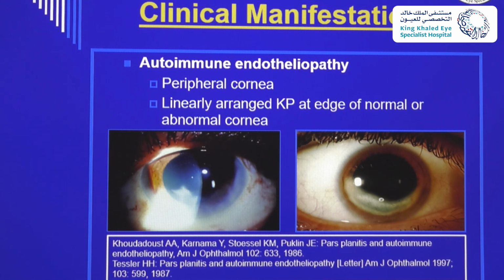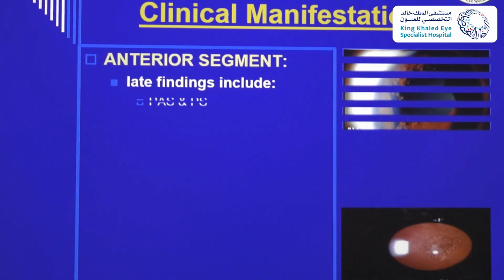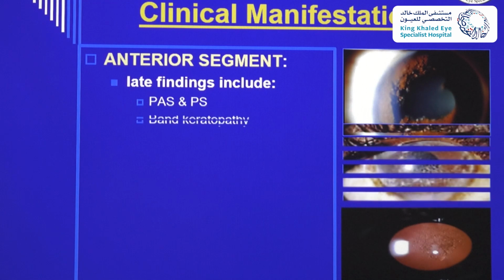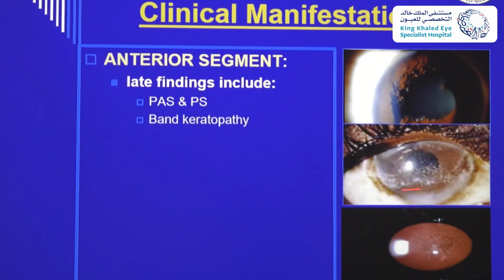This is very rare, but it could be confused with tuberculosis, epidemiology keratitis, or syphilis. But put it in your mind: when you have signs like that, think about the possibility of intermediate uveitis. Again, late findings of the anterior segment could include peripheral anterior synechiae and posterior synechiae, as we see in these cases, band keratopathy, as we mentioned, and posterior subcapsular cataract.